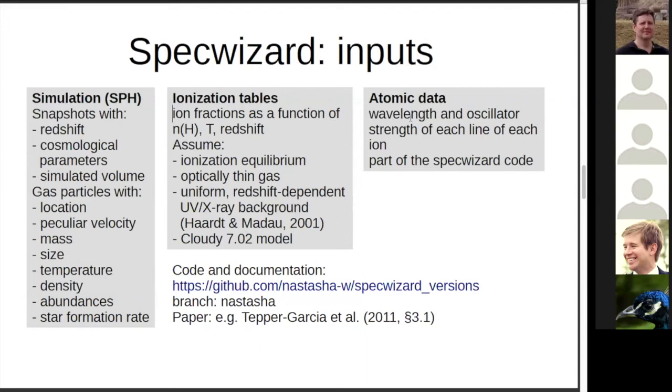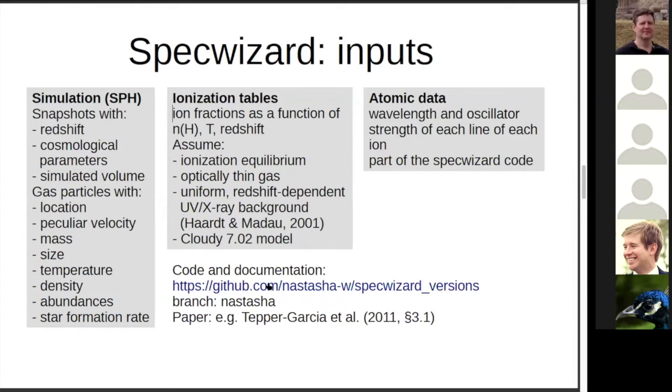Atomic data in SpecWizard is a wavelength and oscillator strength, so there are no transition probabilities, because adding the Lorentz broadening is still on the to-do list. So right now it's just Gaussian lines, and they are hard-coded into the SpecWizard code. Changing the values is relatively easy though.